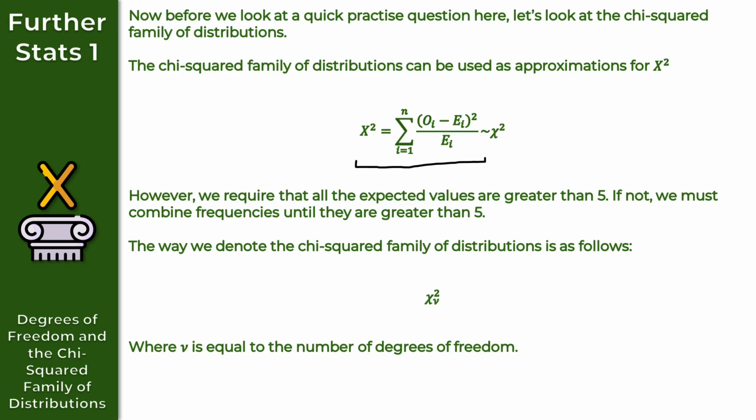Finally, the way that we denote the chi-squared family of distributions is as follows. I've got 2 Greek letters here. The one that looks like an X is the Greek letter chi. It's not chai, it's chi. And then this letter here looks a little bit like a V. This isn't actually a V, this is the Greek letter nu.